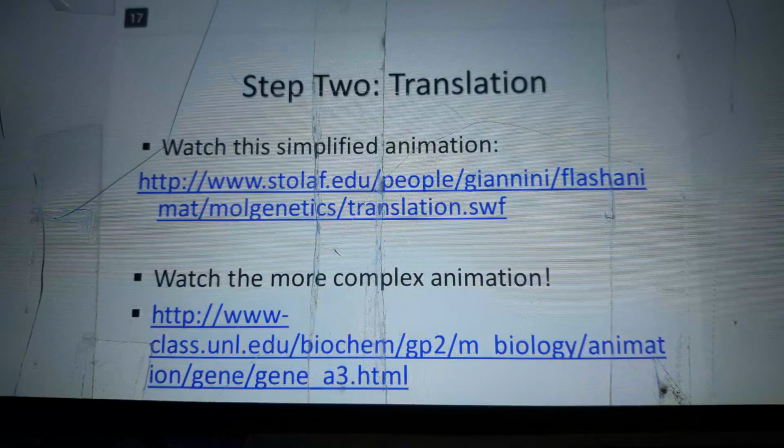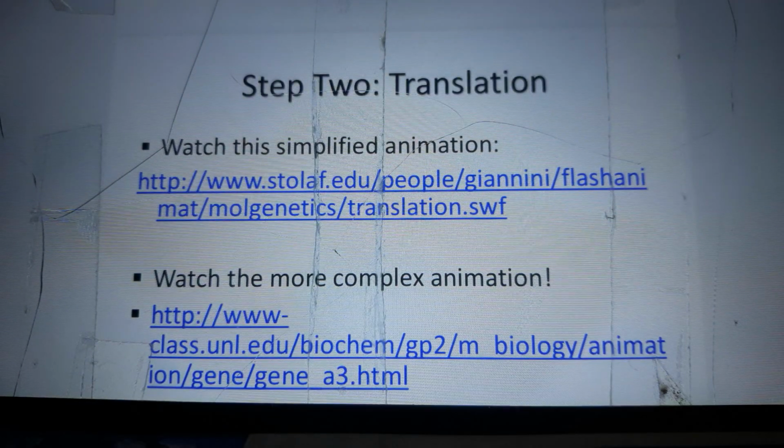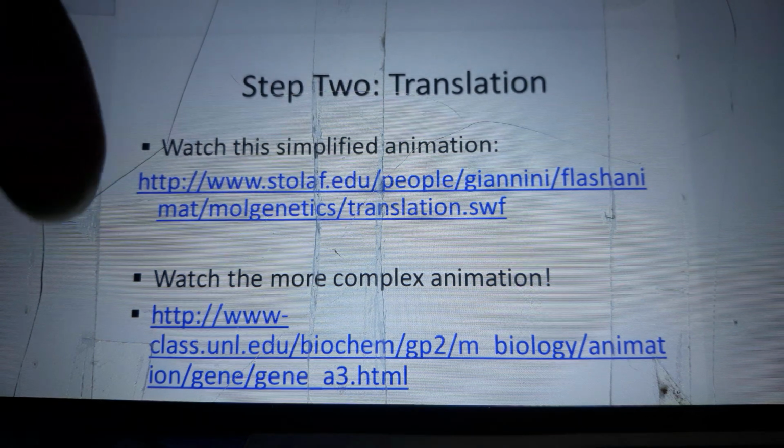Step 2, translation. Please note this link and paste it onto your address bar, and you can see that animation, right?